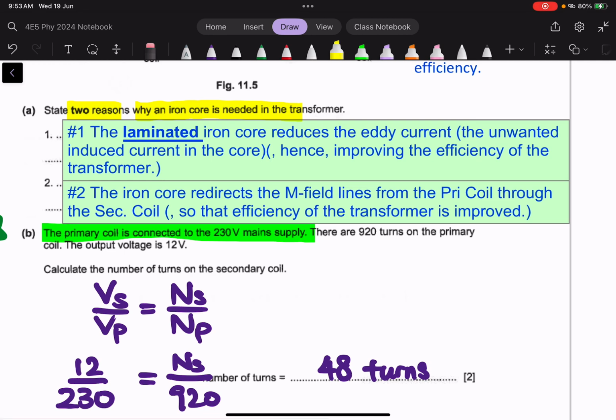So if you're thinking, hey teacher, you never teach eddy current, right? I didn't teach, but it is in the notes. So you check the transformer notes, eddy current is there. There's a video also about eddy current. Then the second reason how the core can increase efficiency is about redirecting and concentrating the magnetic field lines to the primary coil. Okay, you can pause the video and copy the answer.